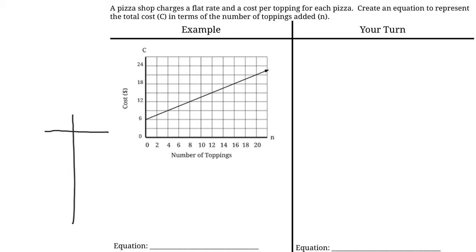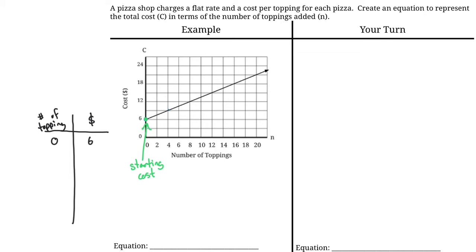We're going to have number of toppings, and then we're going to have our cost. If we look at our graph, if we have 0 toppings, our pizza costs $6. So we can fill that out in our table. For 0 toppings, the pizza costs $6. So this means the $6 represents our flat rate, or our starting cost. So for 0 toppings, no matter what, the pizza is always going to cost $6.